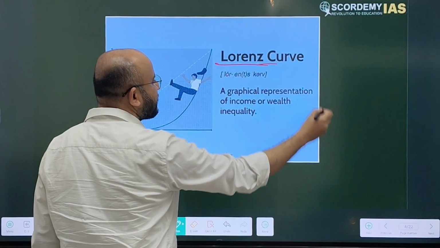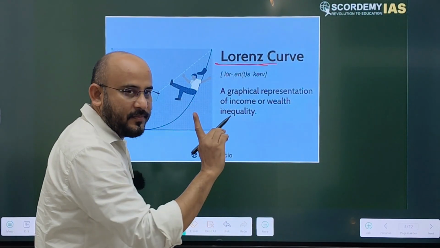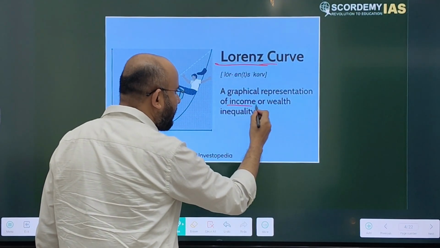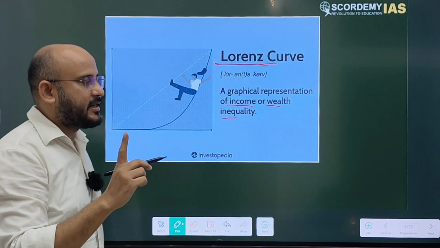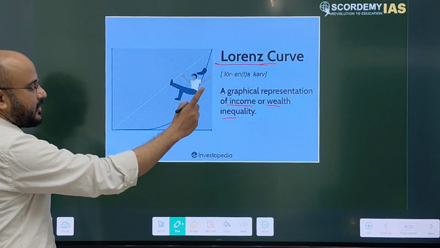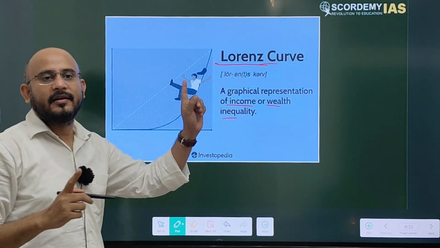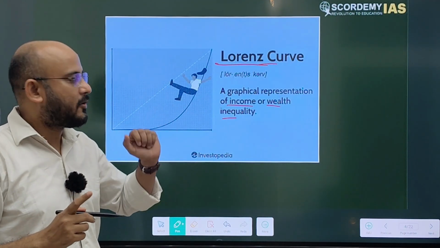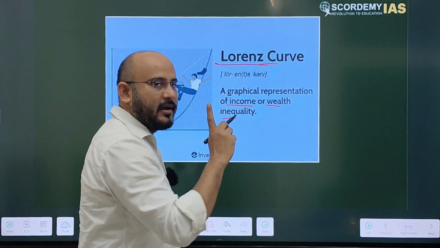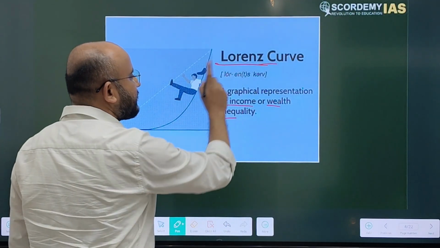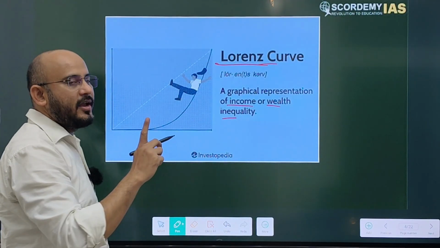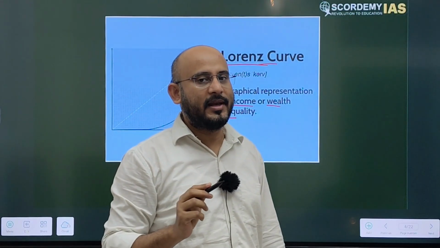The Lorentz curve is a graphical representation of income and wealth inequality. The question asks which graphical representation is related with the Gini coefficient. So the answer is the Lorentz curve, but let's see what the Lorentz curve is. It is about income and wealth inequality.